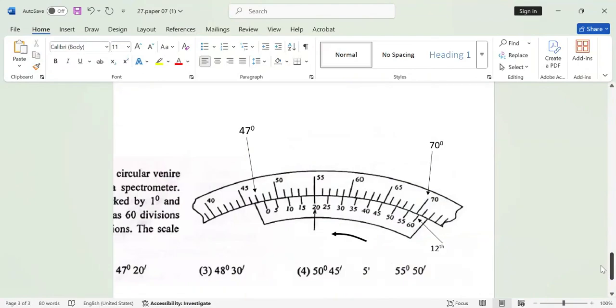This question is related to extended circular vernier scales, right? Let's see the question. In this question, first you need to identify the least count of the scale.